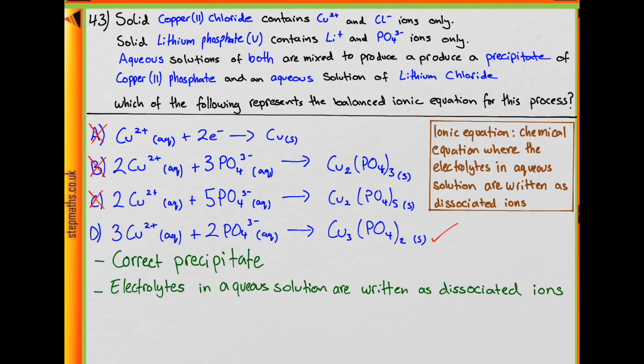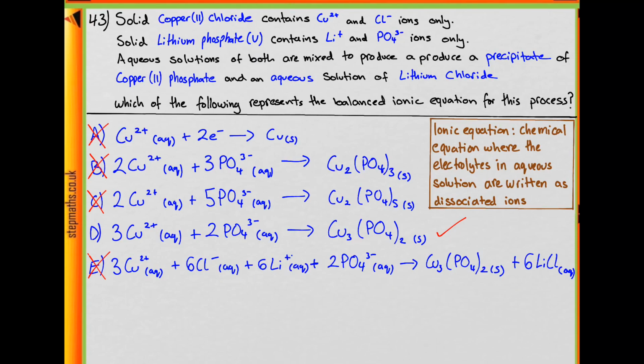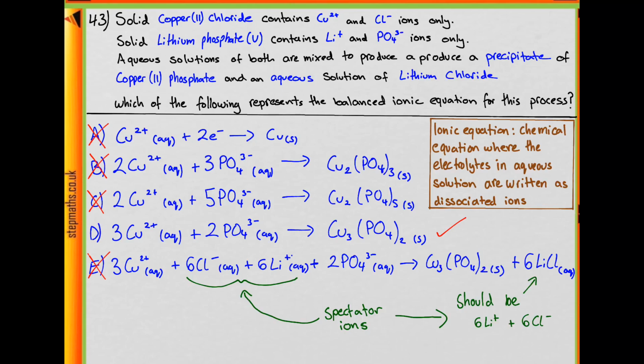I'll carry on going through E and F to show you why they're wrong. So the reason why E is incorrect is that you have lithium chloride in aqueous solution, and this should be written out as its dissociated ions, as we have here. And when you do so, they will cancel out and they will give you D. Li+ and Cl- are said to be spectator ions. They don't take part in the reaction.